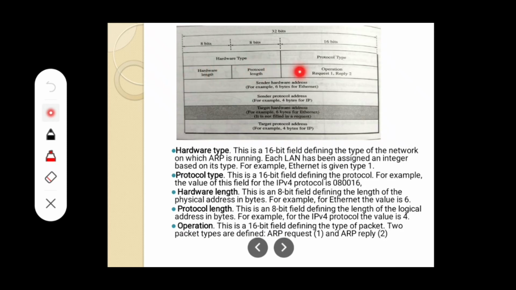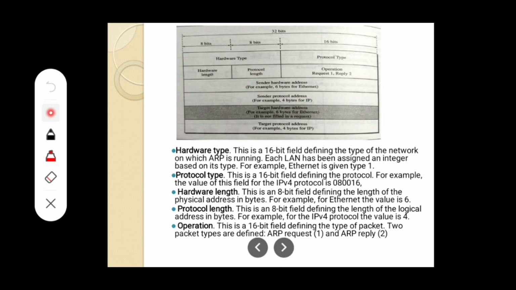Clear? Next is operation. This is a 16-bit field defining the type of the packet, whether it is an ARP request or a reply. The operation represents the type of the ARP message, whether it is a request message or a response message. So that is hardware type, protocol type, hardware length, protocol length and operation.